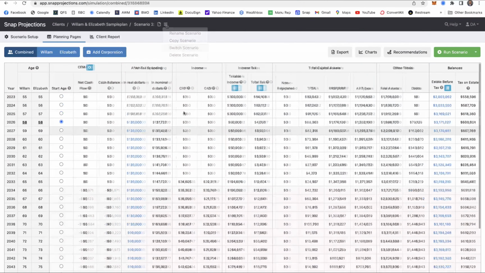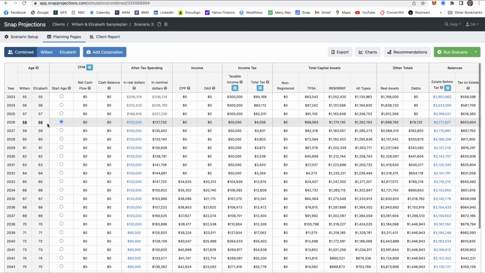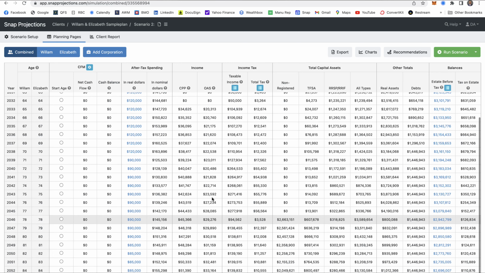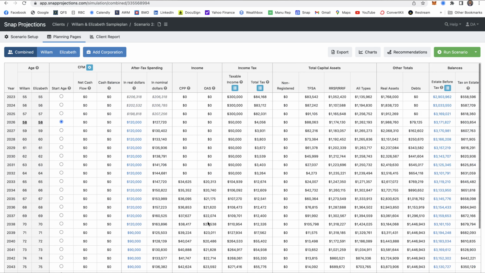Let's look at it. So switching to this scenario now, you see age 58, that's not changed. Still $120,000, but what do you notice here is that all that pink shaded area is gone. That means they have enough money. And you say, how is it possible they have enough money? I just showed you that they ran out of money.